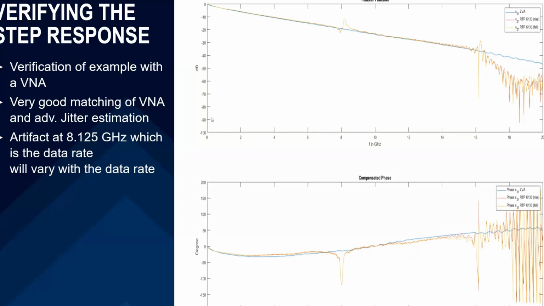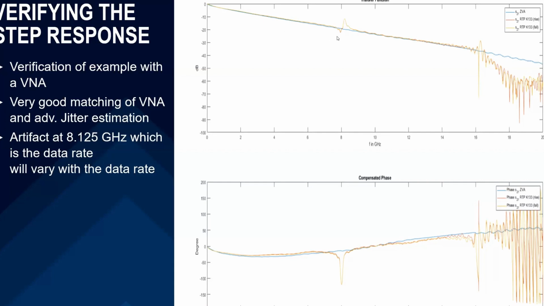And what we did was we took a channel. This is an ISI board that is used for one of the digital standards, in this case, PCI Express. And we measured the channel using a network analyzer. And we also applied an 8.125 gigabit per second signal to the channel and then measured the step response and frequency response using this model-based jitter measurement. And so the blue trace in the background is the VNA measurement. As you can see, it goes all the way out, 20 gigahertz.